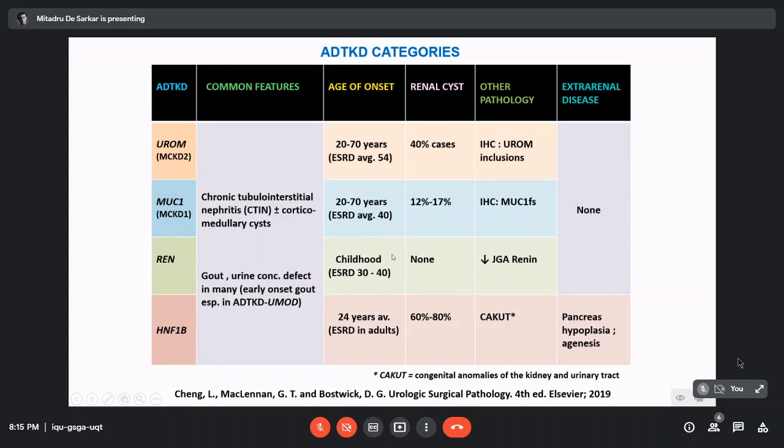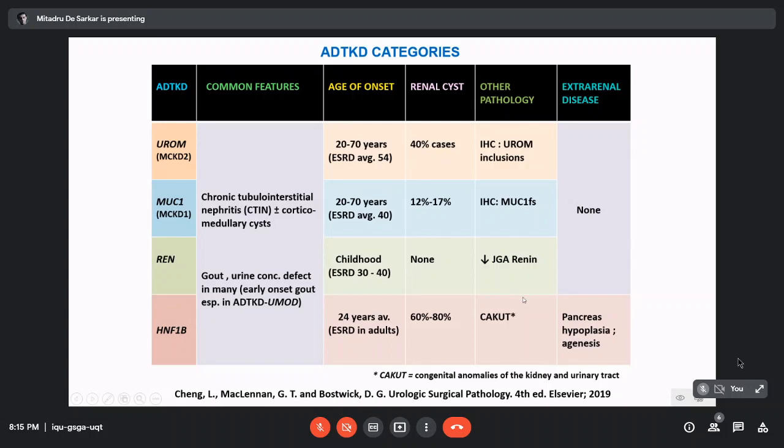However, renin mutations can sometimes present in childhood as well. Renal cysts will be seen in many of these cases. However, keep in mind that renin gene mutations will not usually have the renal cysts. As far as the IHC is concerned, I have already talked about it. In the case of HNF1B, we don't have IHC.